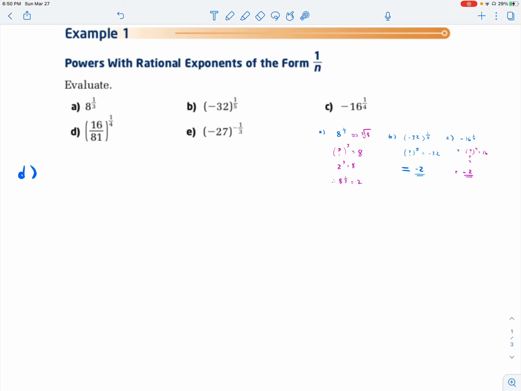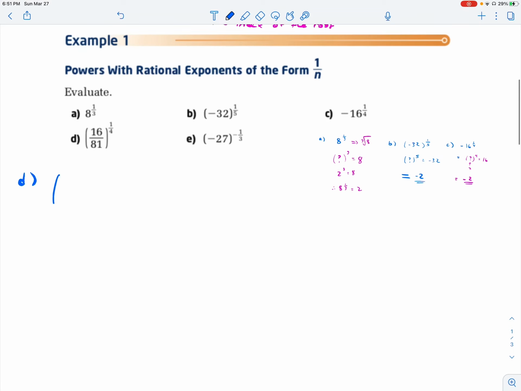All right, so part D, this one. We have 16 over 81 to the exponent 1 over 4. So this means, let's write it out here, 16 over 81 to the 1 over 4. Remember, if I were to write this as a root, I'd have to root everything, the top and the bottom. But it's not the square root. Remember, this is my index. It's the fourth root. So some number times itself 4 times equals 16 over 81.